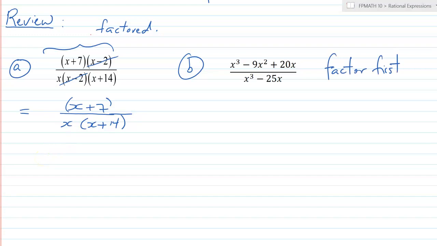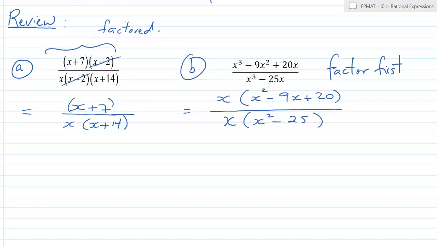Okay, example B, we have the expression x cubed minus 9x squared plus 20x divided by x cubed minus 25x. This expression, unlike example A, is not written in factor form, so we need to factor. Remember, factor, factor, factor. We need to factor the numerator, we need to factor the denominator, put them all in factor form and go from there.